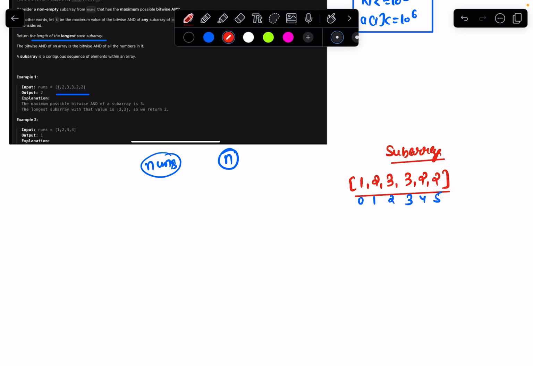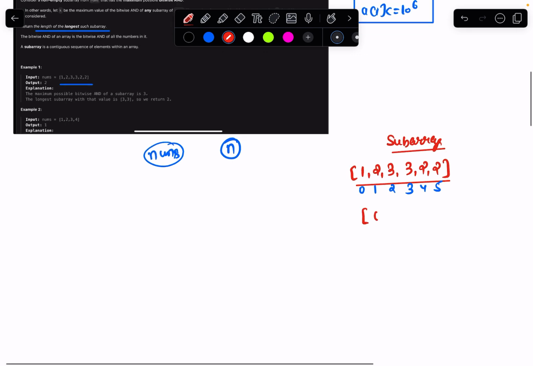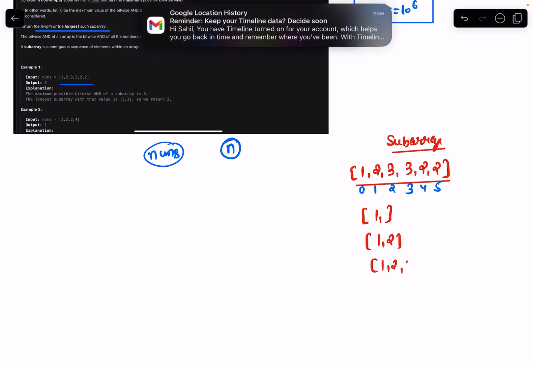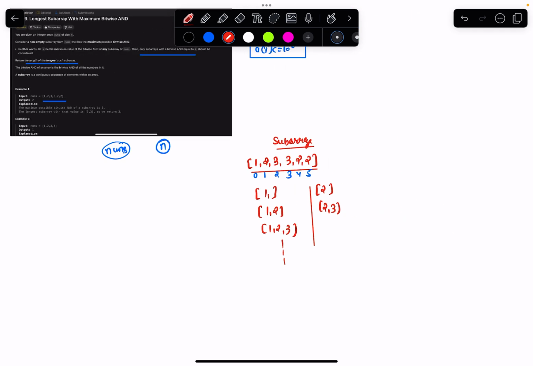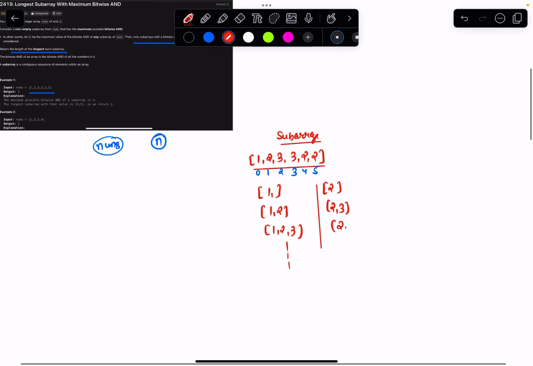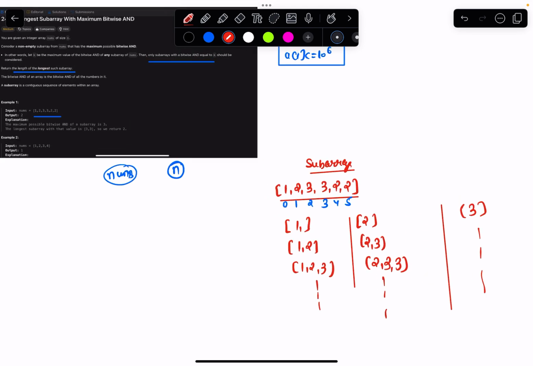Now start from index 0 and choose the elements contiguously. Let's suppose here 0 comma 1 is your 1, then 1 2, then 1 2 3. This is all your subarrays. Same thing starting from 2: 2 comma 3, 2 comma 3 comma 3. These are all your subarrays, right? Same thing here, start from 3 at index 2. These are all your subarrays.